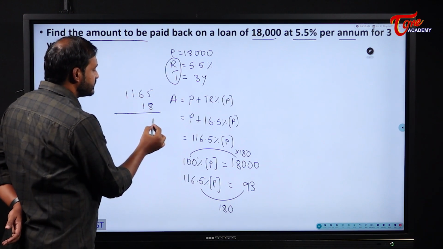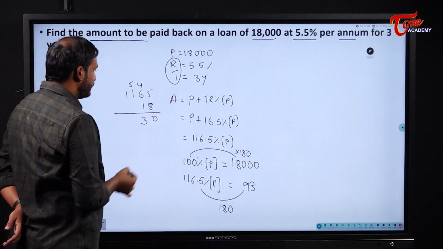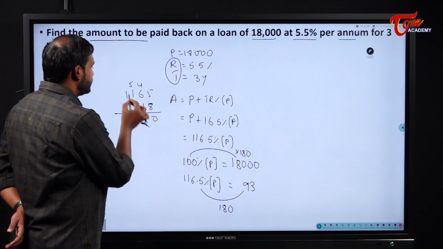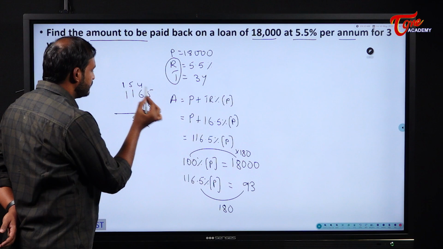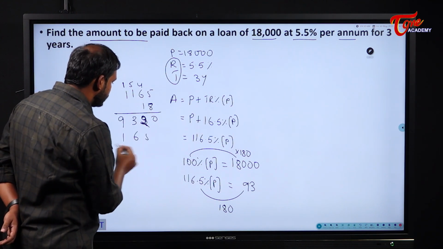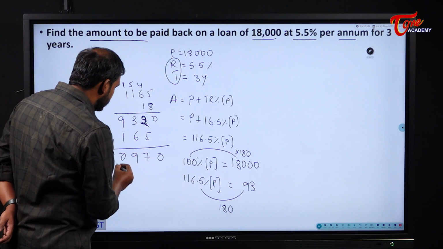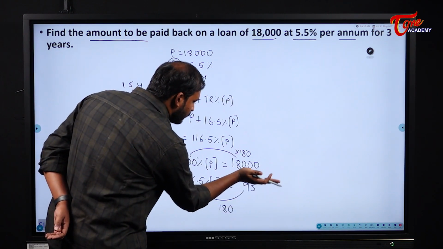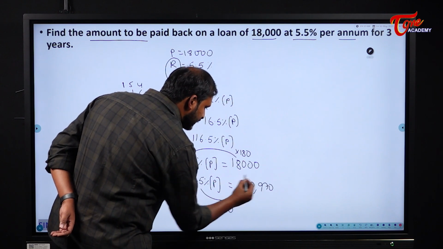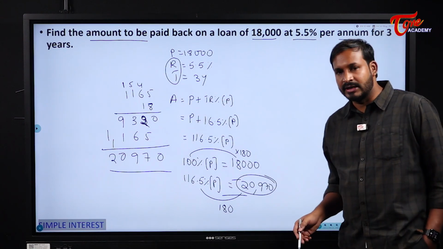I have multiplied only 8. So what happens to this? 0, 4, 5, 3, 52. Next 1, 3, 9. And what it becomes? 1165. So 0, 7, 9, 0, 1. That means you need to repay how much amount? 20,970. 20,970 is the money which he needs to repay here.